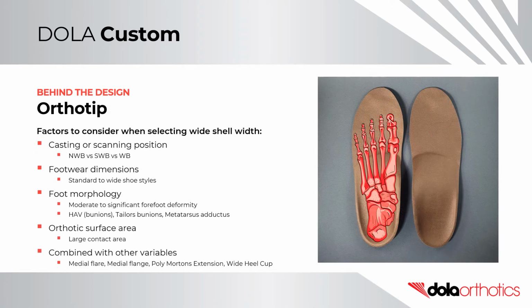Orthotip. Factors to consider when selecting a wide orthotic shell width include the casting or scanning position. What foot morphology has your cast or scan captured? Footwear dimensions. This choice can be suitable for standard to wide shoe styles. Foot morphology. This selection is suitable for moderate to significant forefoot deformities, including HAV or bunions, Taylor's bunions, and metatarsus adductus.